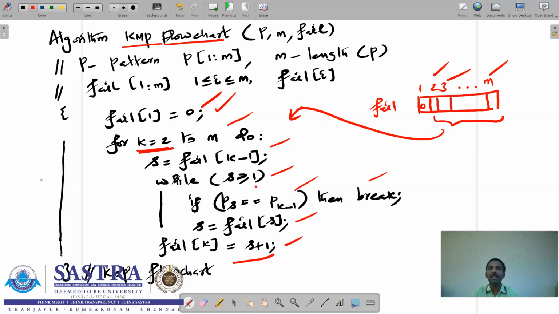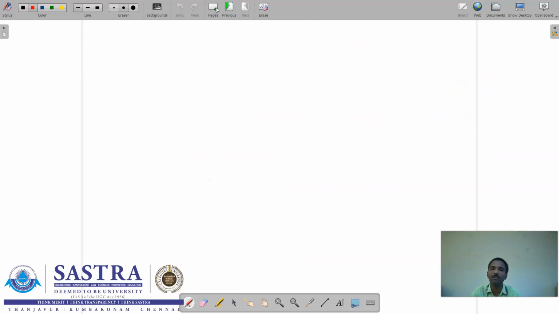For the remaining pattern characters, for K ranging from 2 to M, we have computed the failure links by finding the repetition of pattern characters in the same array itself. Now let's see one example so that we can see how to construct the failure links and the successful links, so that we can check if the given pattern is available in the text or not with the help of the KMP flowchart construction algorithm.